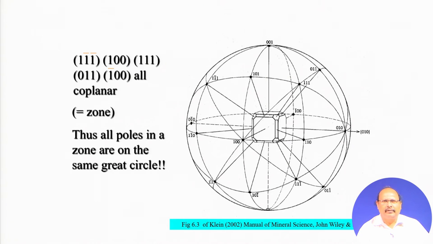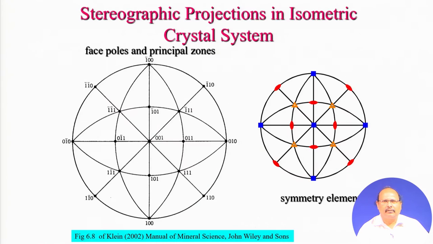So, what we have here is that we can now think of an isometric crystal system where different faces are projected, and their stereographic projections are shown here. In this particular one, let us show the positions of 1 0 0, 1 1 0, and this is the 0 1 0 position.